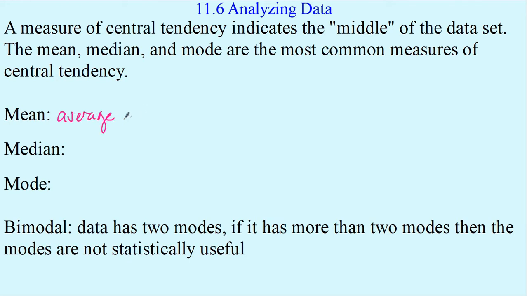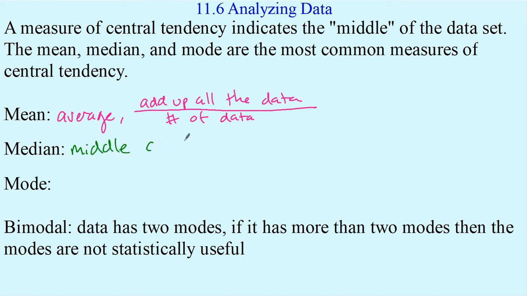That's when you add up all the data and then divide by the number of data, by how much there is, right? The median is the absolute middle, okay? So the middle of the data.